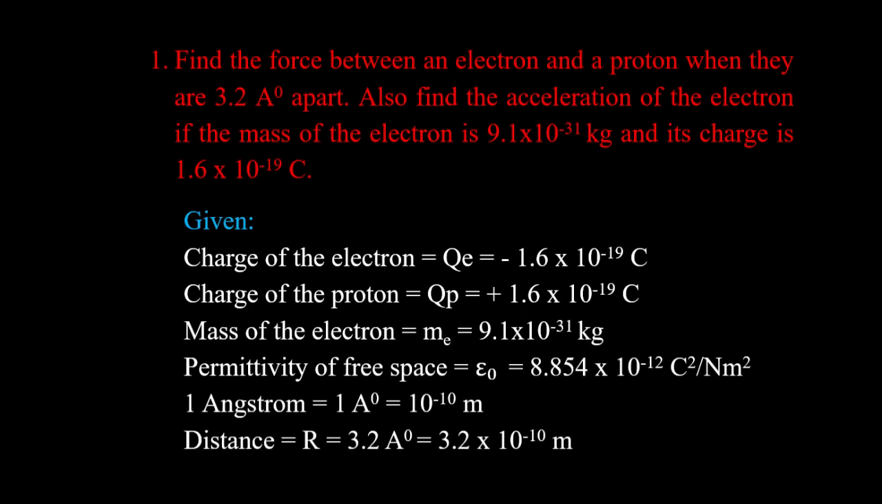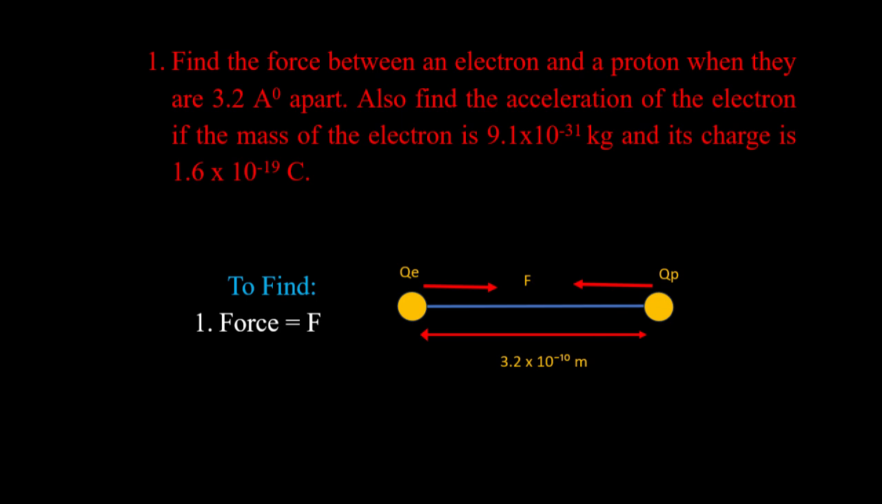The initial distance between the proton and the electron is 3.2 angstroms. So this is only the initial distance. As they move towards each other, the distance will become less and less.